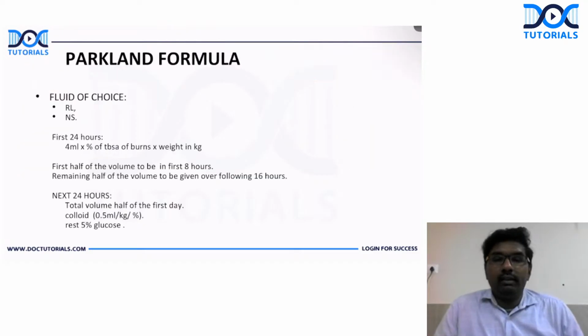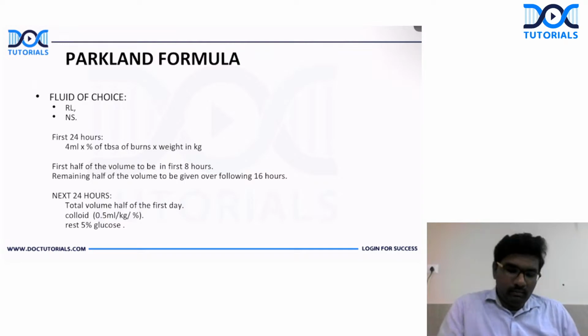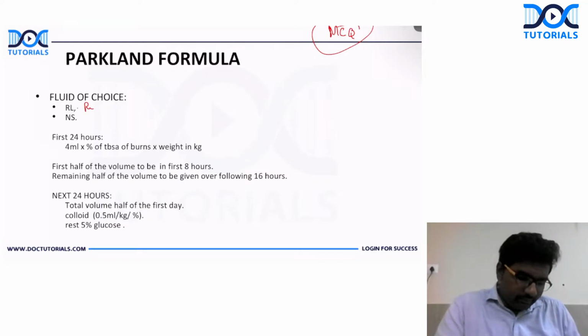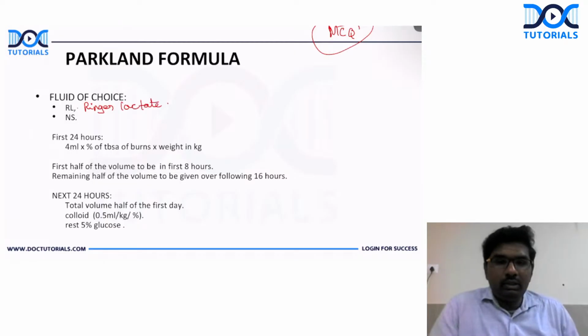As per Parkland's formula, there are lots of MCQs from this slide. It should be very clear, so read the slides carefully. The fluid of choice in burns patient is ringer lactate, followed by NS.